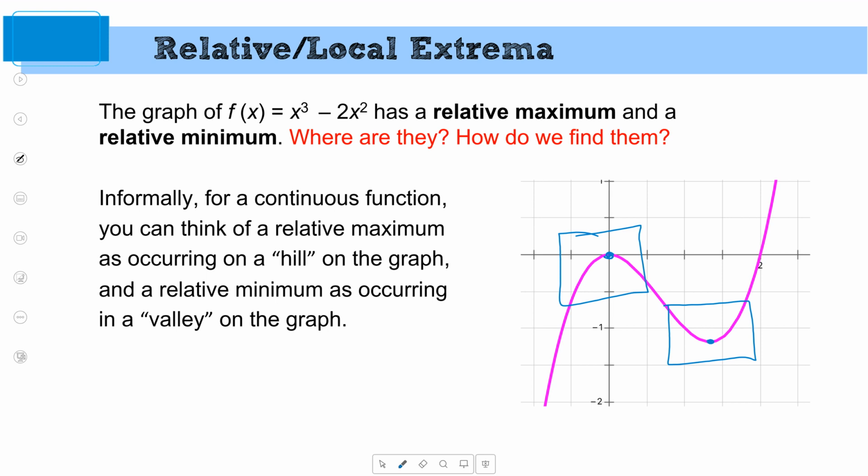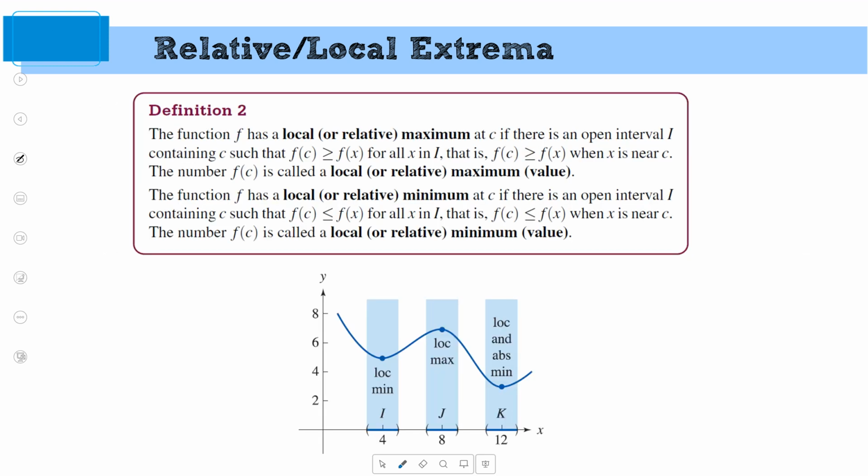I think it's easier if you think of it as hills and valleys. We good? All right, so here's some examples of neighborhoods. Taking that graph and breaking it into those small little blue areas, we get a local min, a local max. And you'll notice that value at K is both a local and an absolute min. It can be both. Is it a low point or a valley in that neighborhood, and is it the low point over the entire curve?